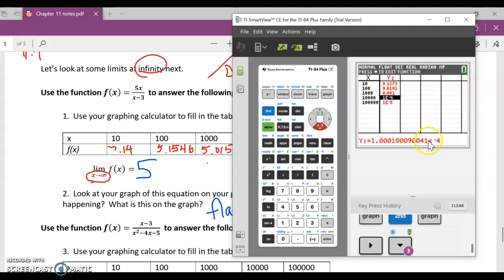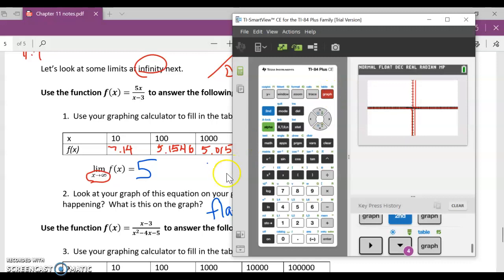But remember, this means times 10 to the -4th. So this decimal here really is 0.0001, or the following would be 0.00001. So those numbers are getting tiny.